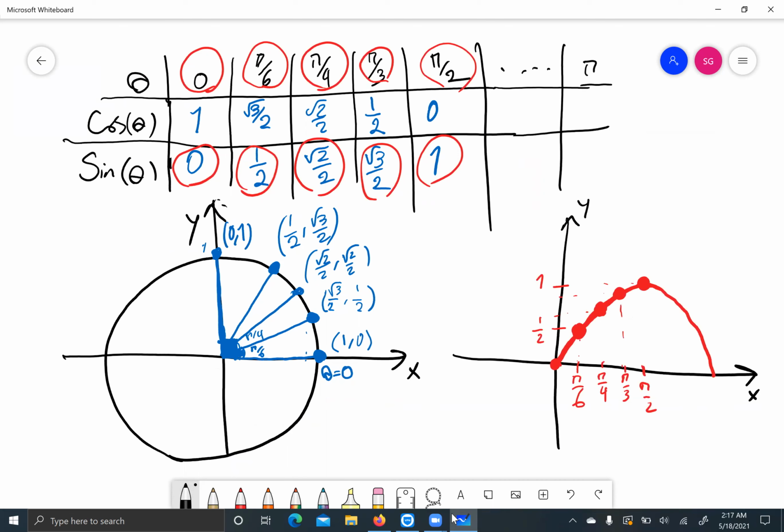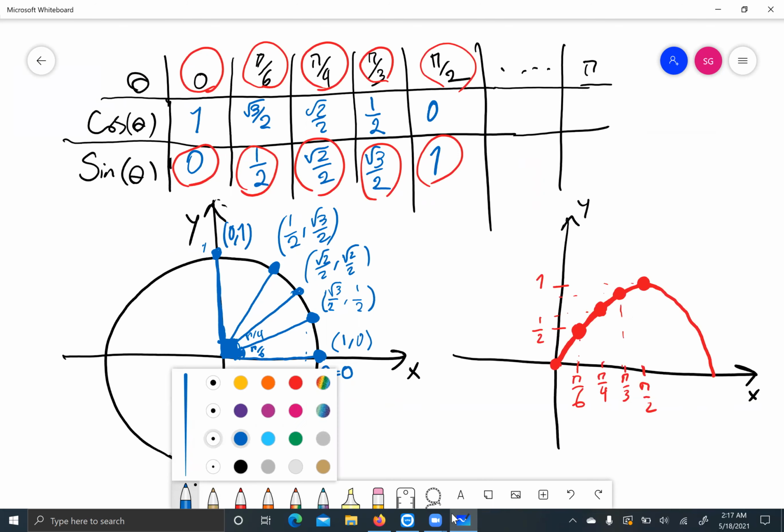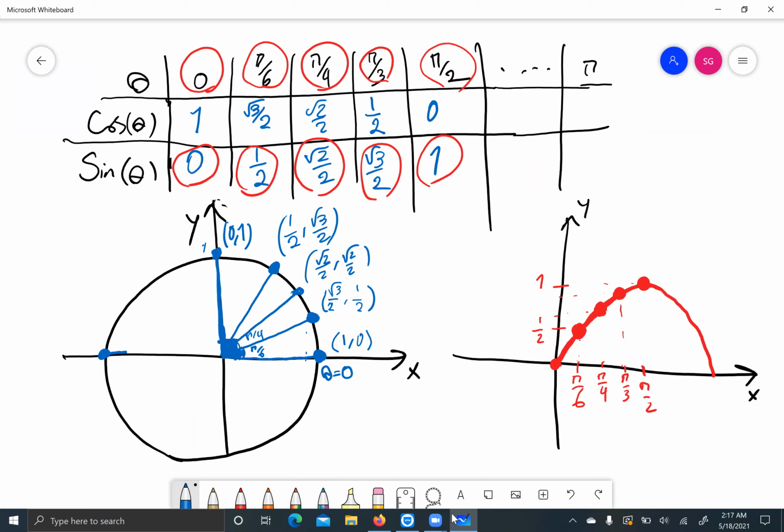So you can continue this. At pi, where is pi? Pi is here, 180 degrees, right? This theta is pi. What is the x and y value? X is -1, height is 0. So this is -1 and 0, right? So for sine function at pi, it's 0. So at pi, the height is 0. So at pi, the curve reaches back here, right? And this is the graph of sine of theta.